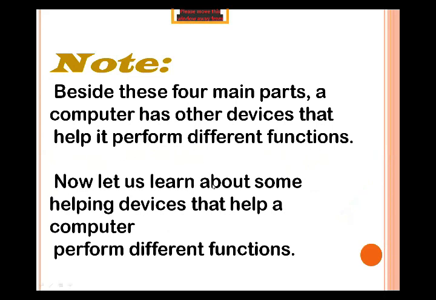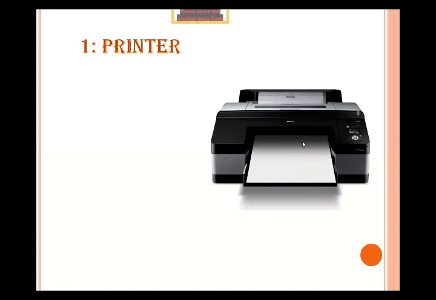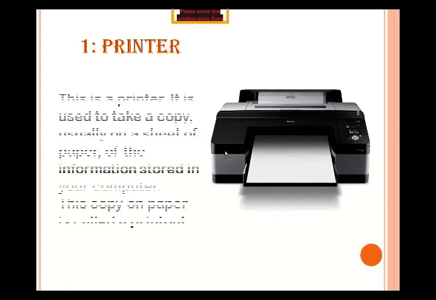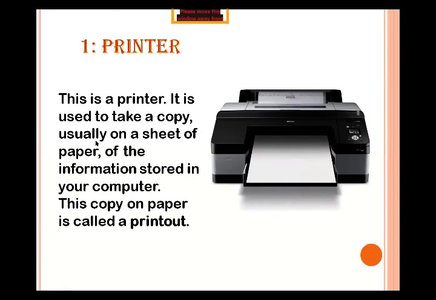Now let us learn about some helping devices that help a computer perform different functions. What are these? First one is printer. This is a printer, and it is used to take a copy, usually on a sheet of paper, of the information stored in your computer.